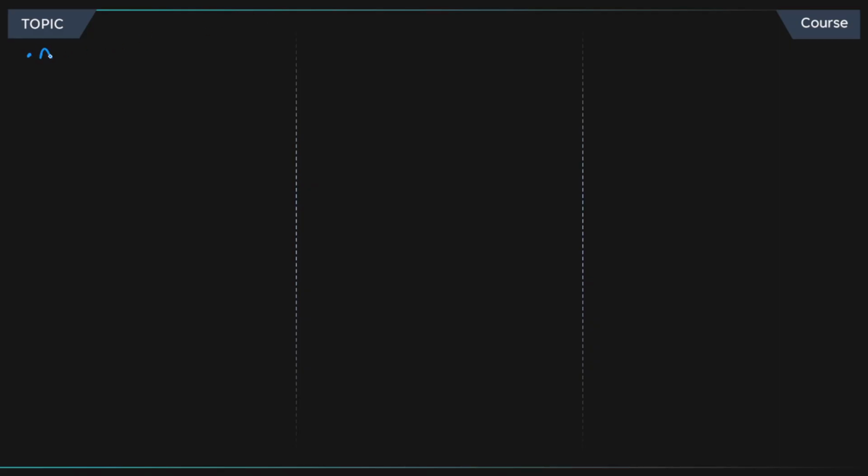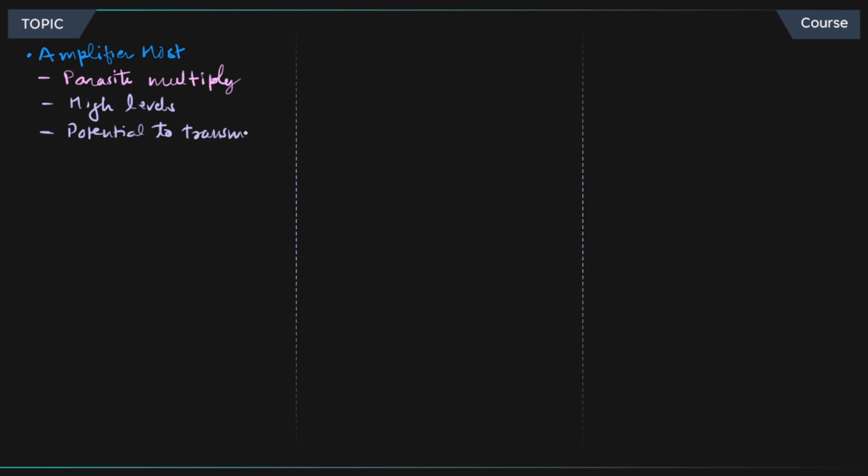So let me write it down. Amplifier host. Often it's going to multiply. So the parasite will multiply rapidly so that the amplification of the parasite will happen. So that's why it's known as the amplifying host. High levels of parasites are going to get accumulated in this particular host. And that is why they are really essential for potential transmission to vectors. Potential to transmit through vectors, right?